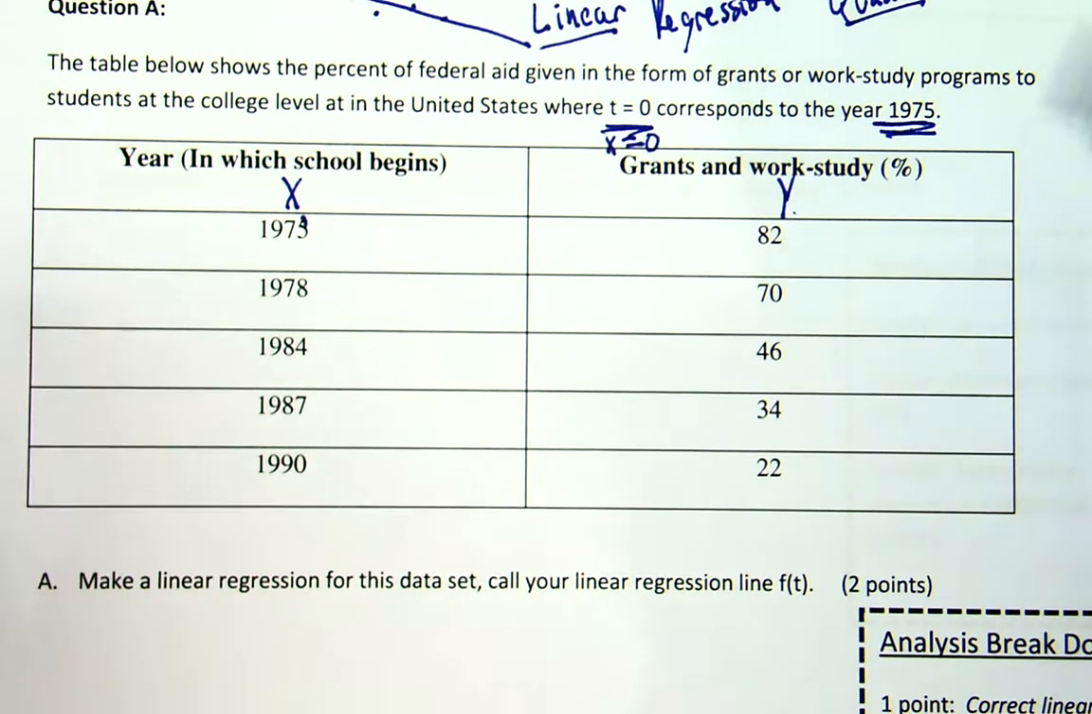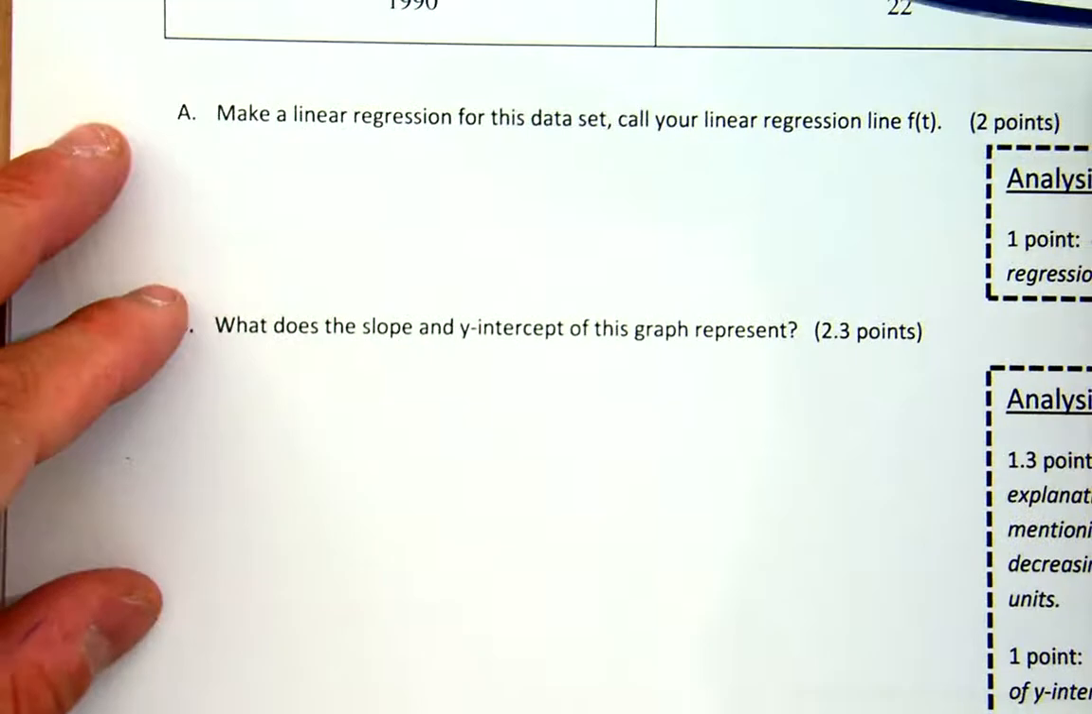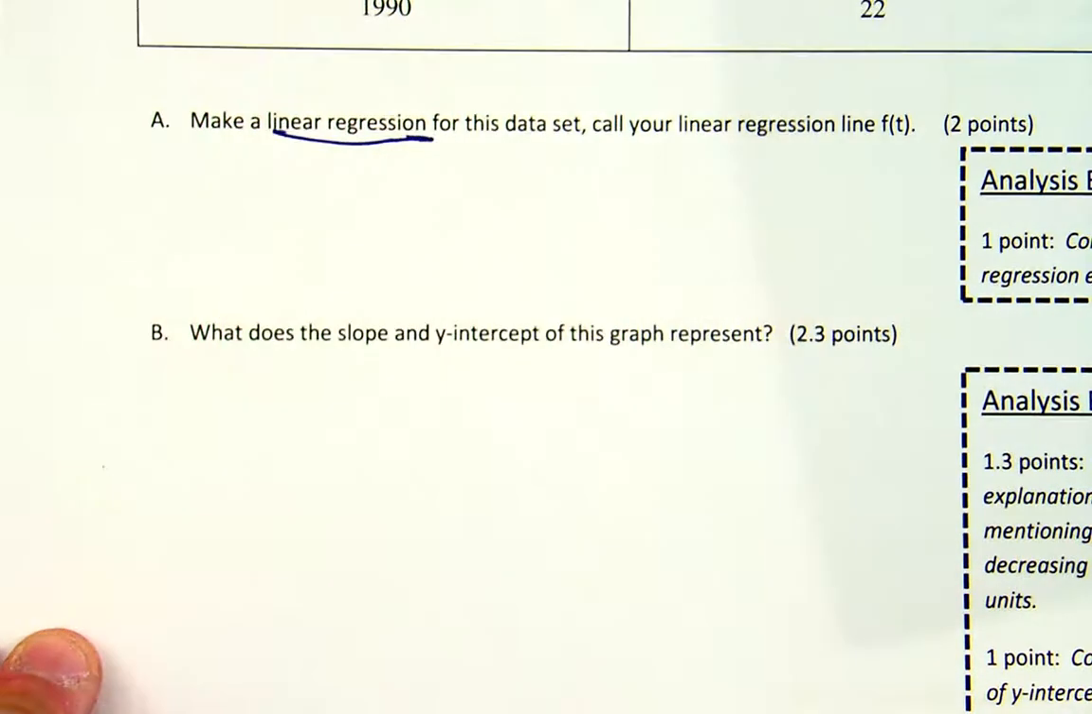And okay, that's cool. Who cares? And we're going to read part A. Here we go. Let's go ahead and read it. Jimena, can you read part A for us, please, miss? After linear regression of this data set, call your linear regression F of T. Excellent job. Thank you. So I need to make a linear regression.